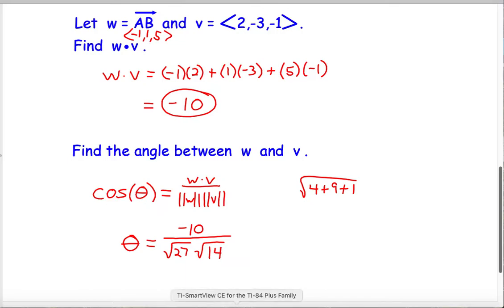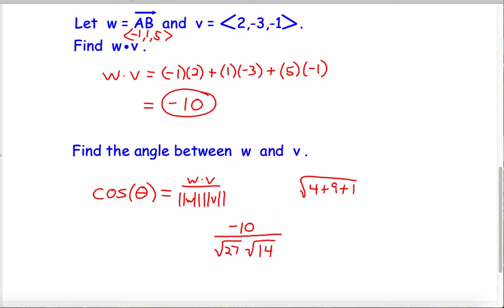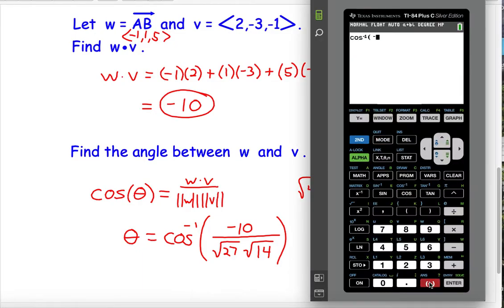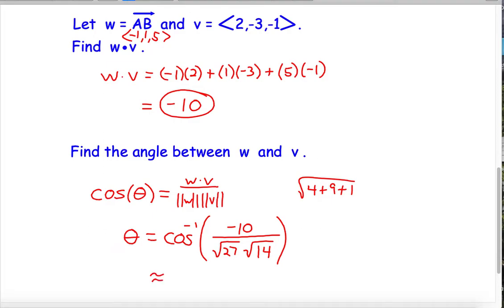And then I'm going to need a calculator. Let's go back here. I don't want to leave off my inverse cosine. So theta is going to be the inverse cosine of all of that. Now we'll grab our calculator and do second cosine of negative 10 divided by the square root, and I'll combine these, 27 times 14. And that gives us an angle of 120.95 degrees, or we'll say approximately 121.0 degrees. And that's it. Everything we've done in 2 dimensions very naturally extends to 3 dimensions.